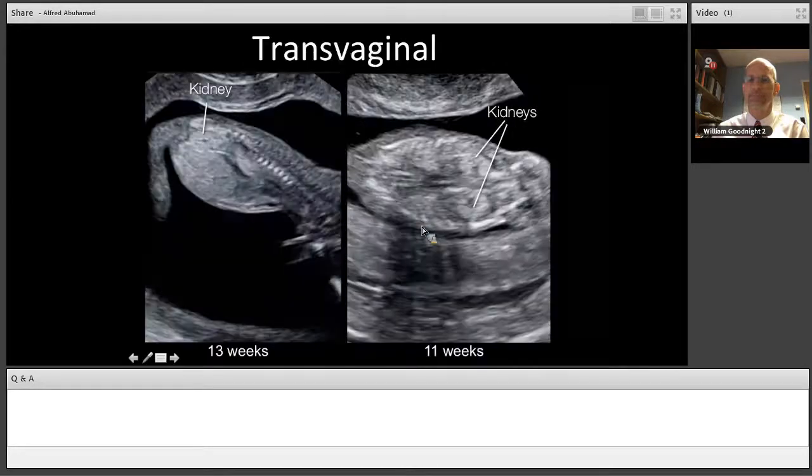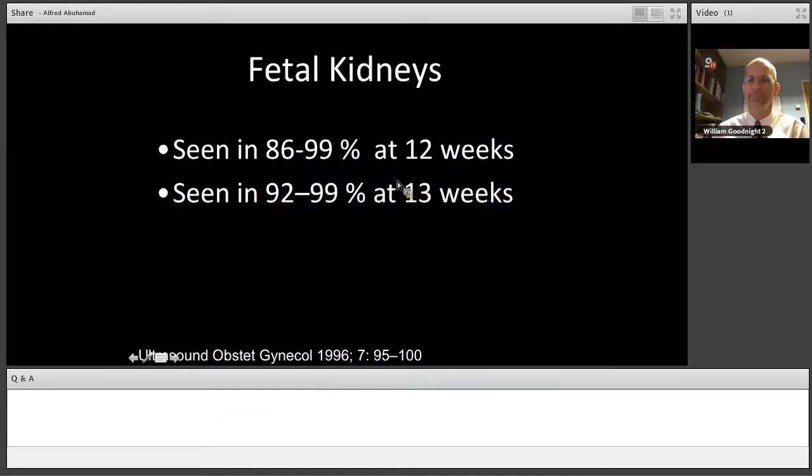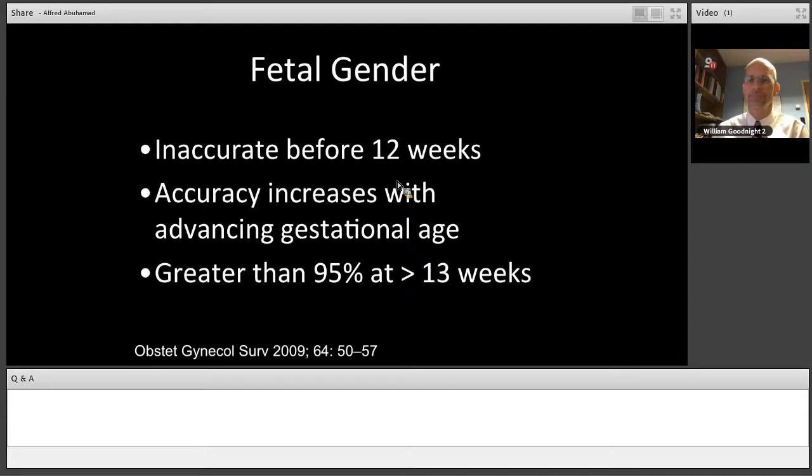If you have access to a transvaginal ultrasound, that certainly enhances visualization of the kidneys. They look a little bit more echogenic, so don't get fooled that these are abnormal. This is how the kidneys would look early on in gestation. So the kidneys are seen almost 100% by 13 weeks onward in the first trimester.